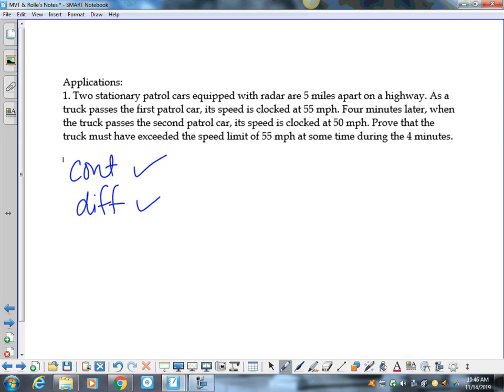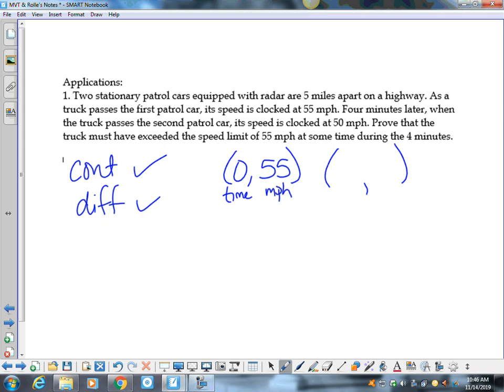And again, this is MVT, not Rolle's, because what I'm trying to prove is that he exceeded the speed limit of 55 miles per hour. So let's talk about at the first patrol car, we'll call that time 0. He was going 55 miles per hour. So this is time, and this is miles per hour.